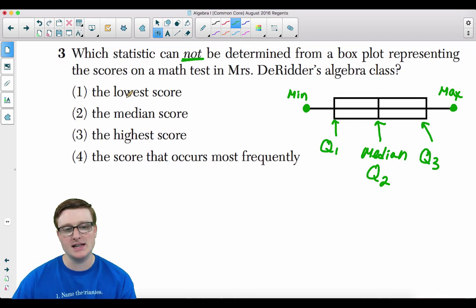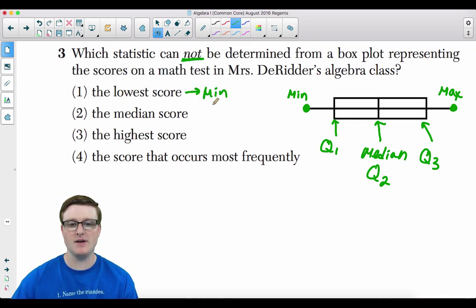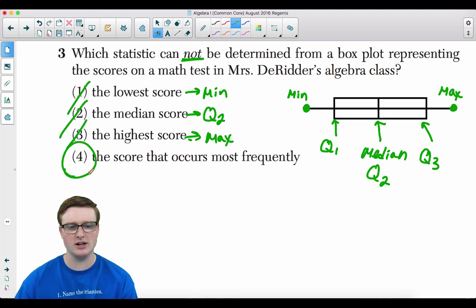Let's take a look at 1. It says the lowest score. No, that's your minimum point. Your minimum value. The median. No, that's definitely shown. That's your quartile 2, which is right there in the middle. Your highest score. No, that's your maximum. That's definitely on this. So choices 1, 2, and 3 are out. Your answer is choice 4.